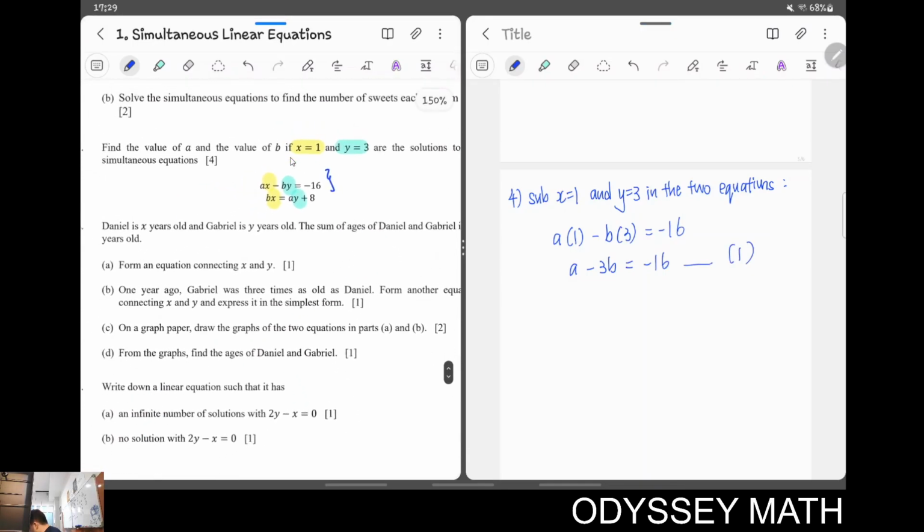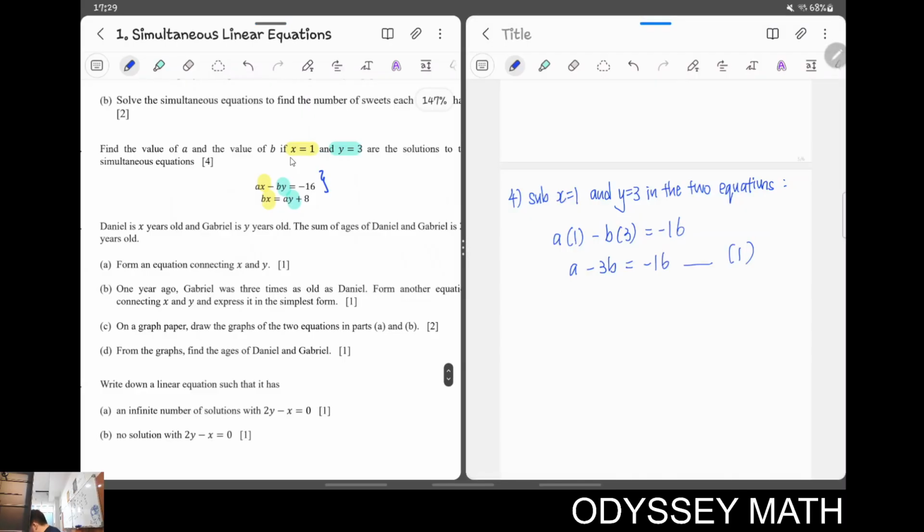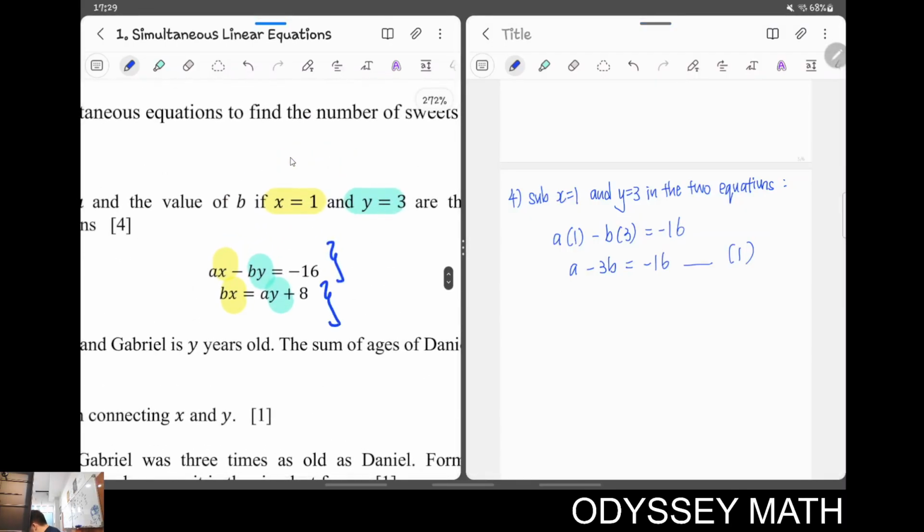Now, we settle the second equation. So x means b times 1 equals to a times y means a times 3 plus 8. So this is b equals to 3a plus 8. So we call this equation 2.